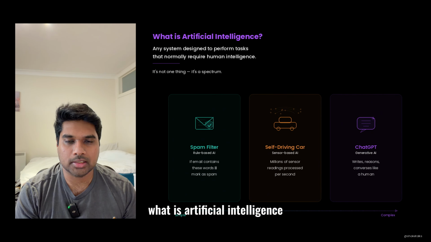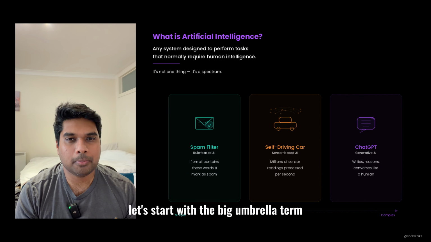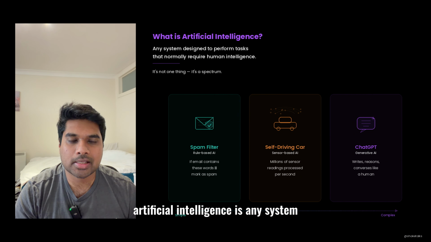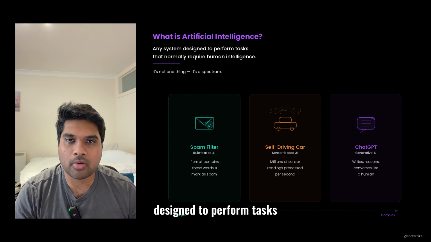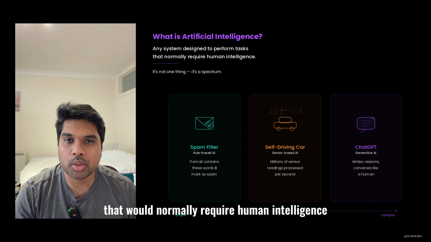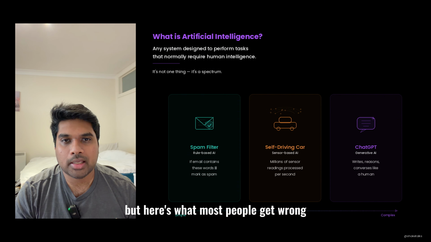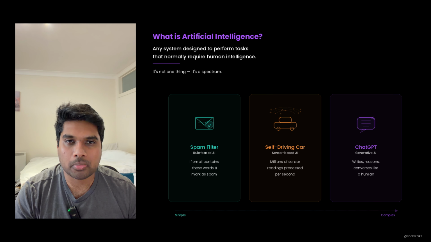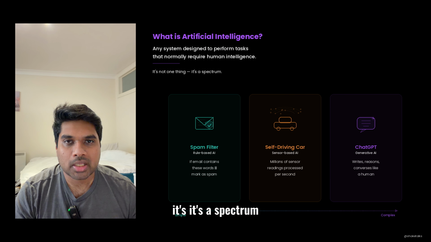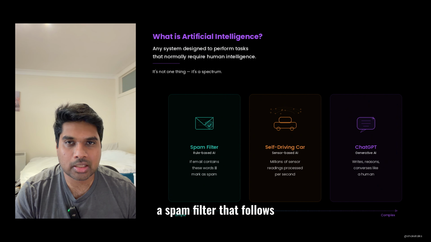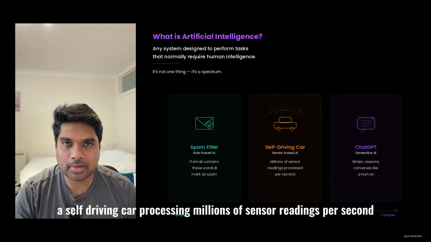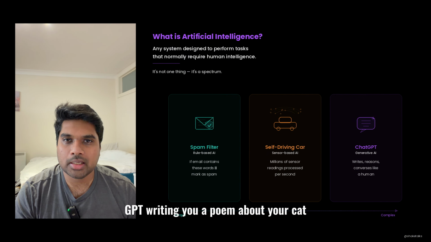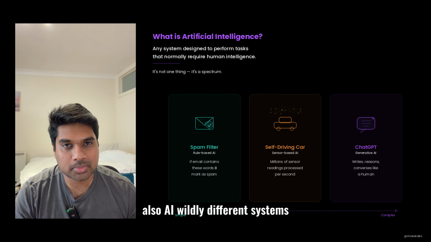What is artificial intelligence? Let's start with the big umbrella term. Artificial intelligence is any system designed to perform tasks that would normally require human intelligence. But here's what most people get wrong. They think AI is one thing. It's a spectrum. A spam filter that follows "if email contains these words, mark as spam," that is AI. A self-driving car processing millions of sensor readings per second, that's AI. ChatGPT writing you a poem about your cat, also AI. Wildly different systems, same umbrella.